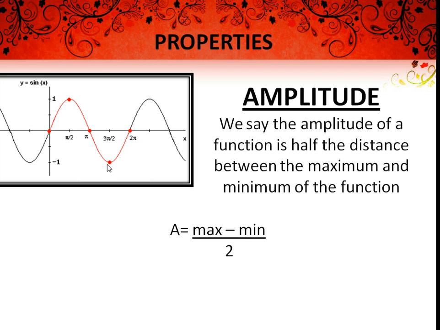So how do we find our amplitude? You take the maximum and you subtract your minimum from that, and you divide it by 2. For your basic sine function, so for this trig function that we just saw on our circle, you are going to get a value of 1, because your maximum is 1, your minimum is negative 1. 1 minus negative 1 is 2, divided by 2, and you get 1.